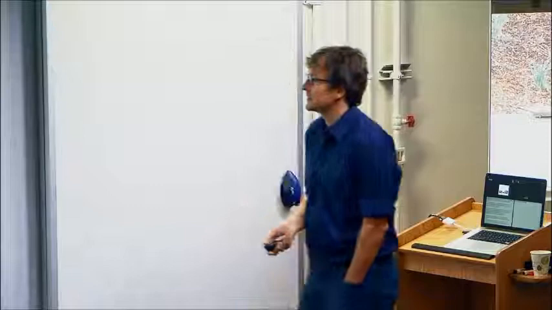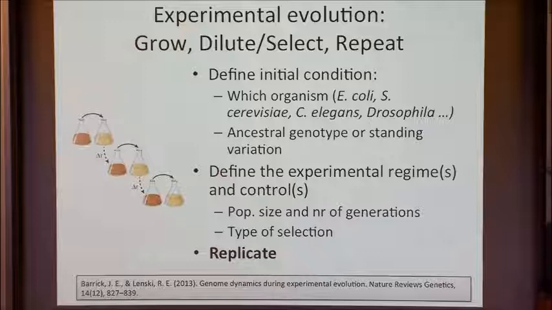Okay, that's the history, as far as I understand it. Then how does experimental evolution work? It works essentially like real evolution, except that there's an experimenter that controls the environment, the initial condition, and the experimental regime under which evolution happens. So all these experiments are, in a way, versions.